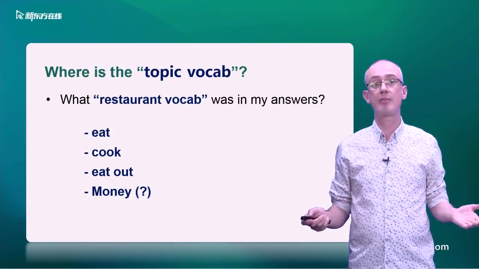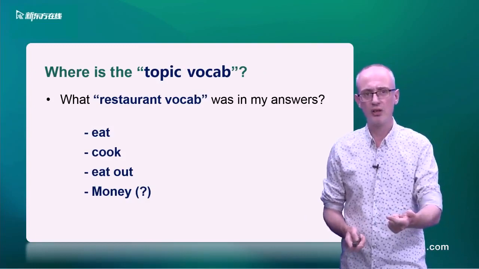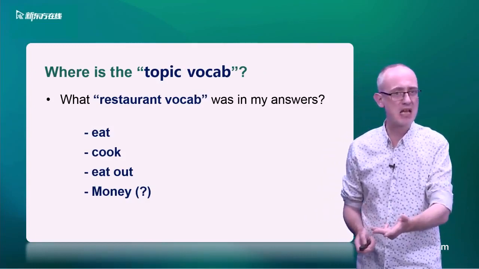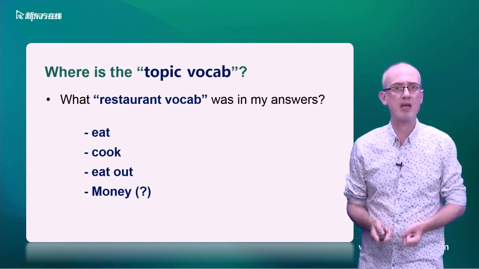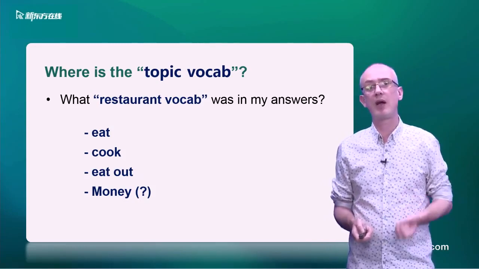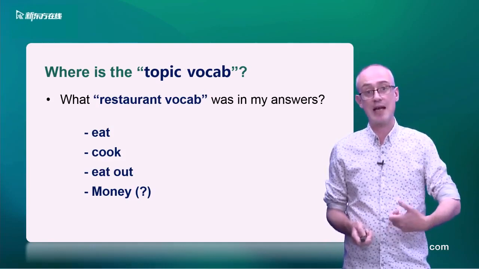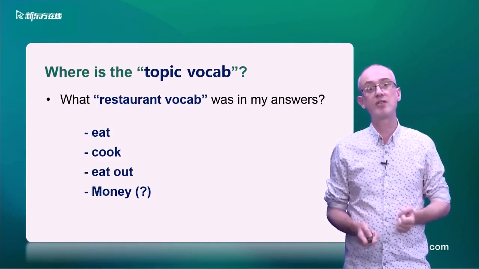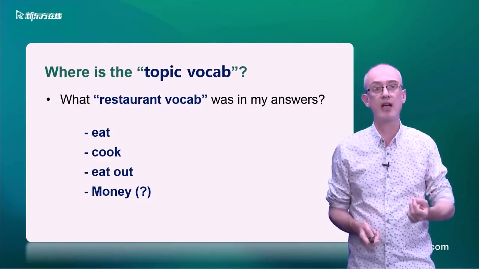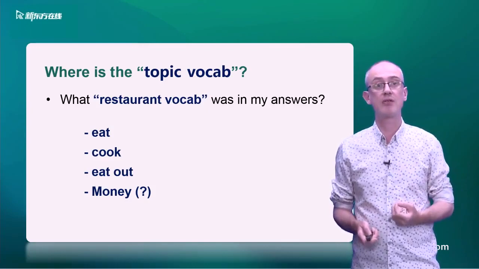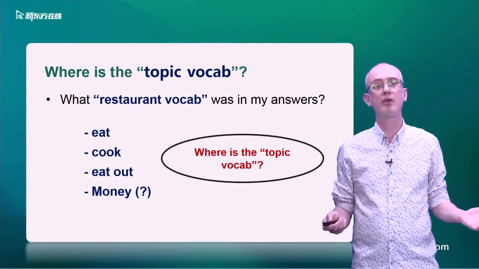Where is the topic vocabulary? Where's the restaurant vocabulary? Eat, cook, eat out, money? Are those restaurant vocabulary words? No. They're words we could use for many, many things. So in actual fact, it's not about the topics. So getting a list of topics from a friend who's just done the test and memorizing answers to them is a waste of your time, because you're not really understanding the test. You're not really understanding what Cambridge are asking for. There's no topic vocabulary here, and they're perfectly good answers.